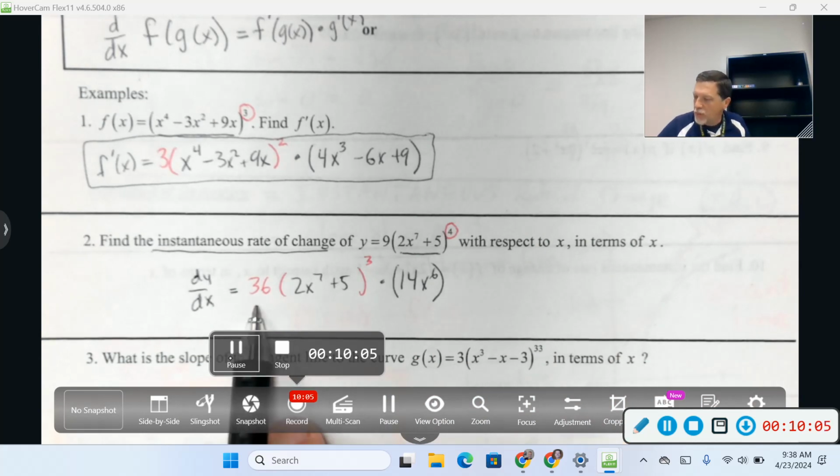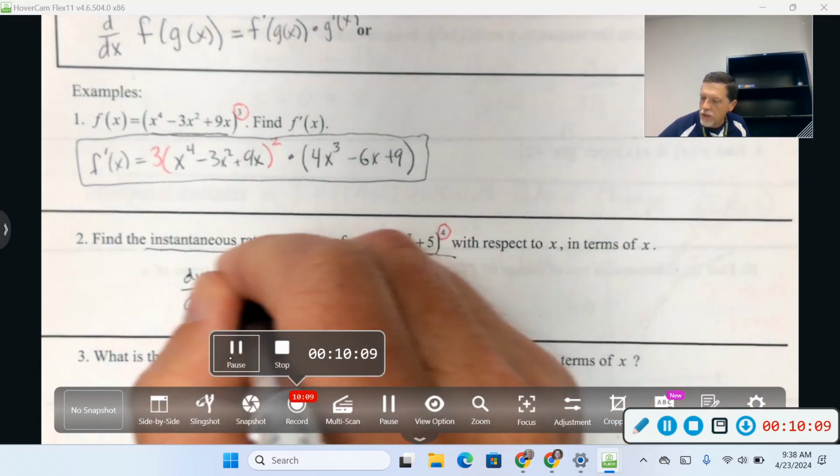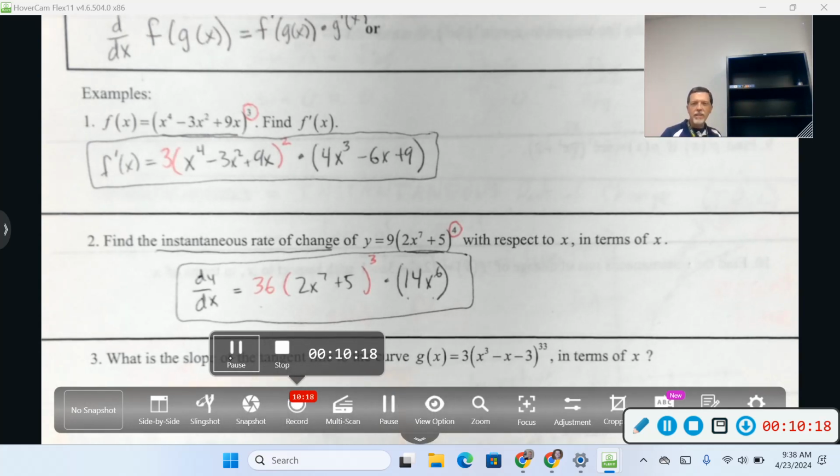I guess you could multiply 36 and 14 and put x to the 6th out front, but you don't really need to do that. In fact, in some ways it's nicer to leave it like this because it's easier to see that there was a chain and that you did one thing at a time.